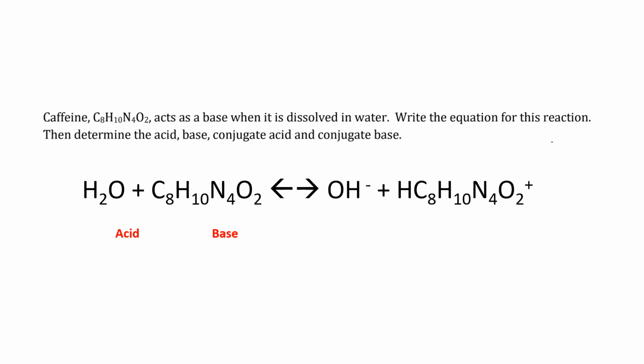So it's going to donate its H, or one of its H's, to caffeine on the other side of the reaction. So in the process of water donating its H, it becomes what? The conjugate base. Caffeine accepts the H, but because it's accepting an extra H, it's going to get a positive charge in the end. So hydroxide ion is your conjugate base, and the caffeine product, if you will, is going to be a conjugate acid.